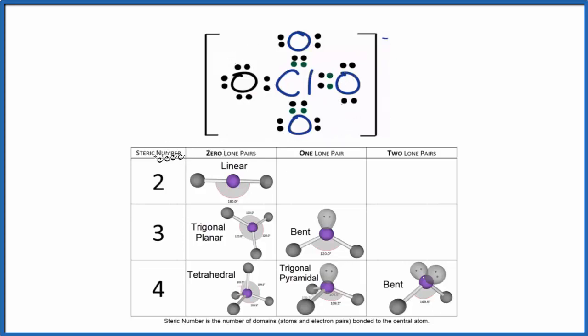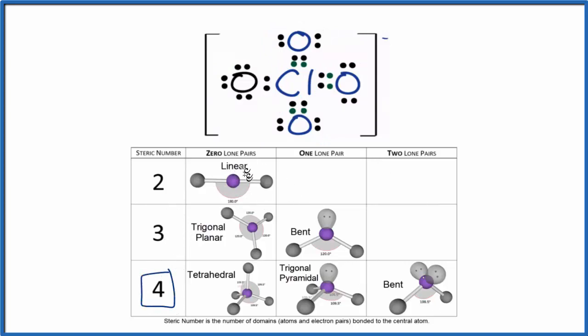So we want to count up what's called the steric number. These are the number of electron domains around this central atom, the central chlorine. You can kind of think of it as the number of things attached to that central chlorine. So we have 1, 2, 3, 4. So our steric number is going to be 4.